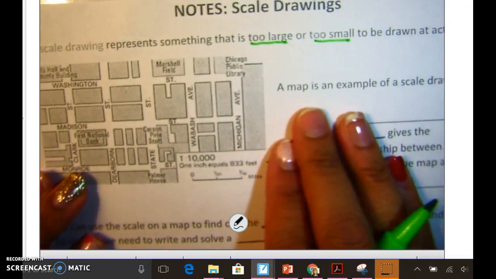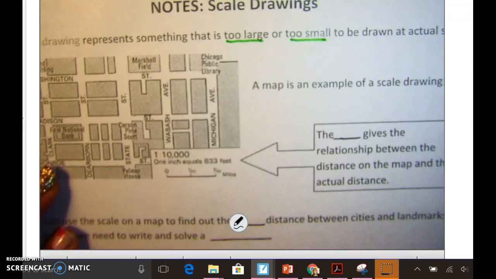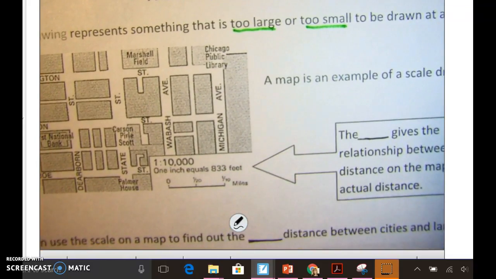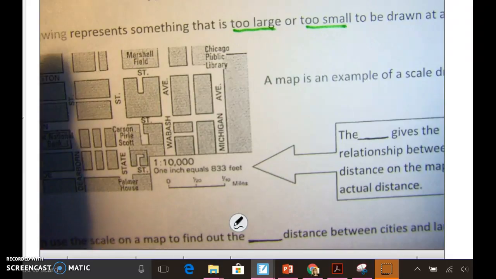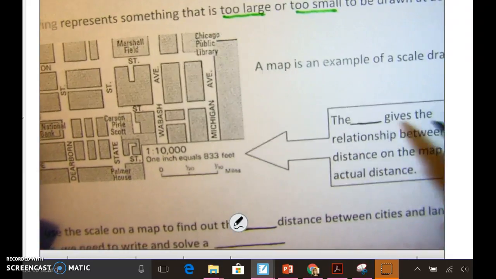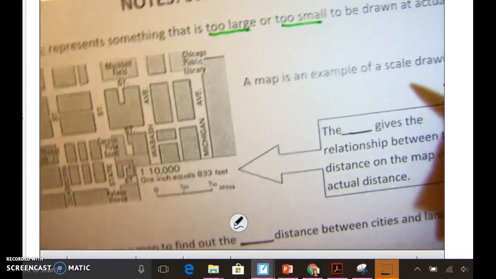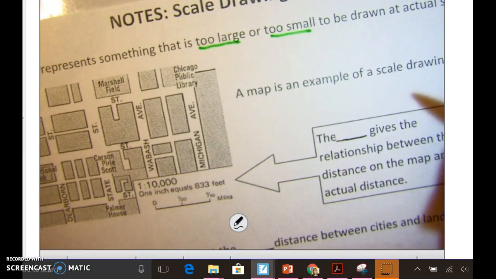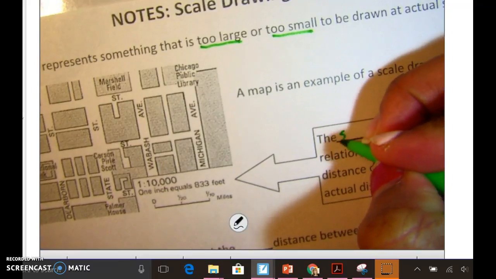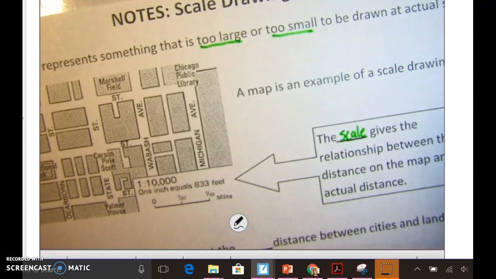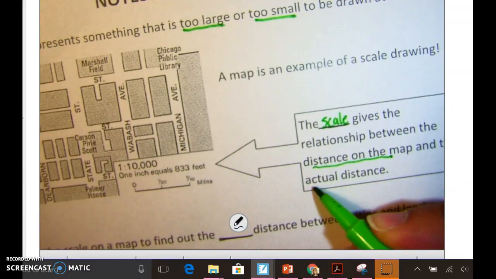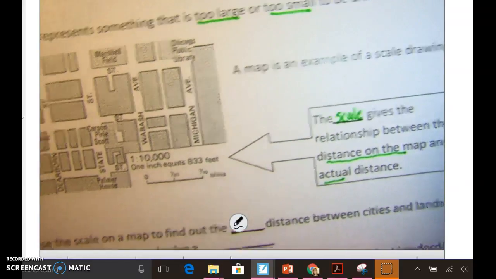So here's an example. A map is an example of a scale drawing. A city and the streets would be too big to draw if we actually tried to draw them in their actual shape, but if we make a scale, then we can represent everything that we see. So the scale gives the relationship between the distance on the map and the actual distance.